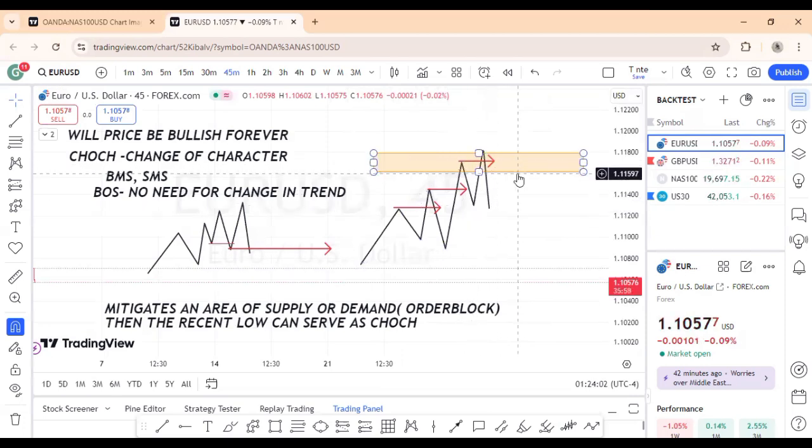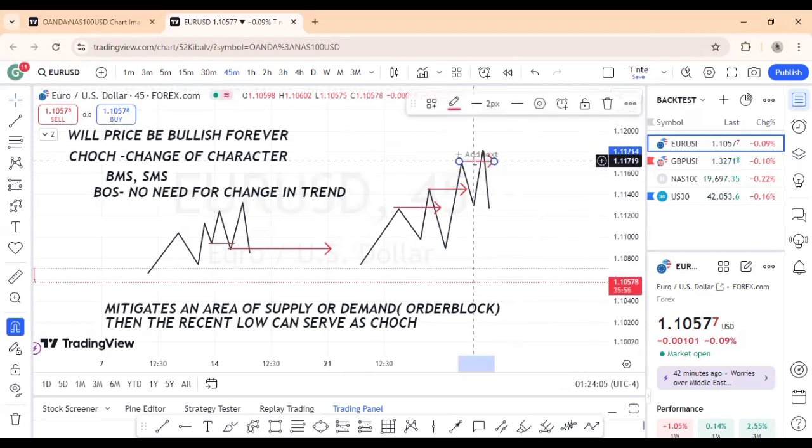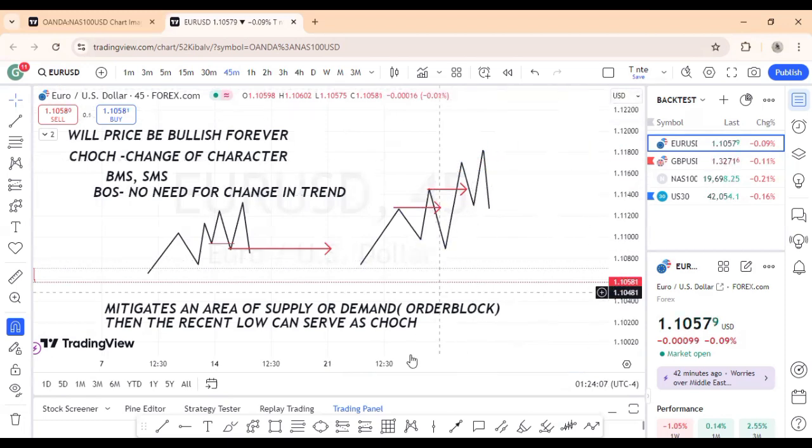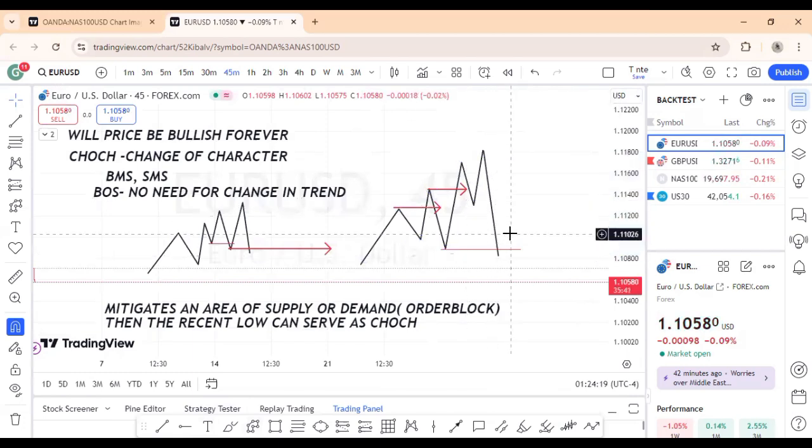But if there's no other block here, nothing is there, what do you do? You wait for price to come below this protected low, right? That means even if price goes below this, this is not the change of character. It's until price goes below this one, because this is your protected low. That is just the difference. So you have to pay attention to where price is coming from. If price is coming from an area of demand or supply, or an order block, then you can use the recent low. But if there's no order block, then you have to wait for price to come towards your protected high or low. And this is the case for a bearish example.